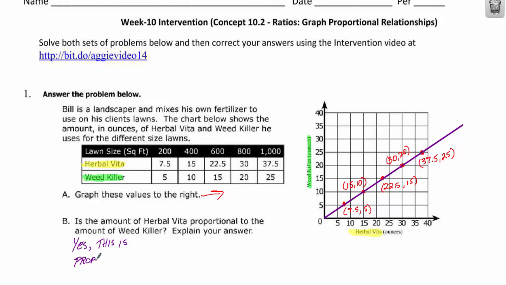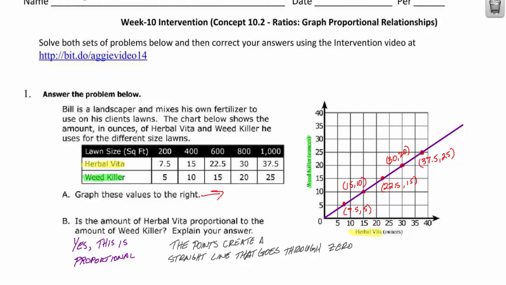So proportional. One explanation is that the points create a straight line that goes through 0. That's one way that you can tell.